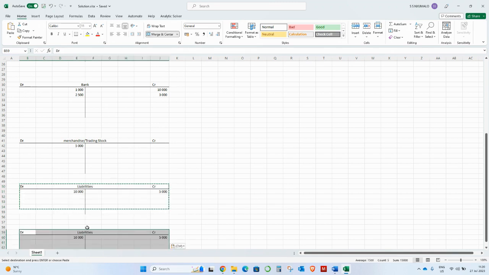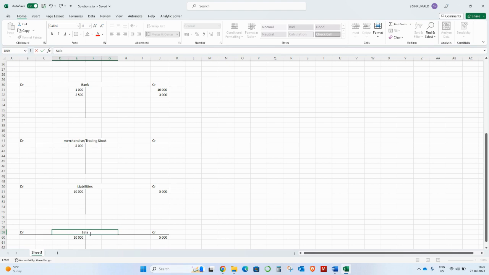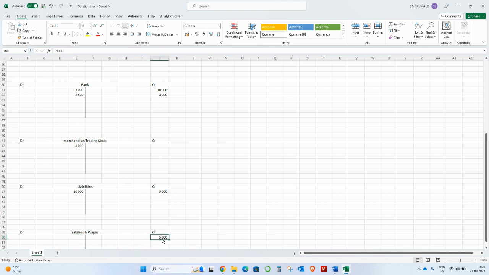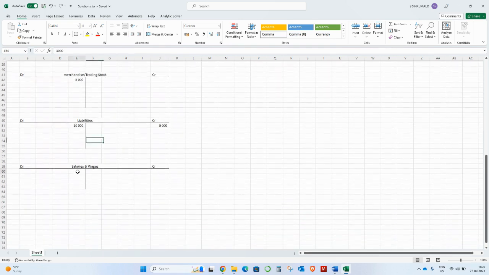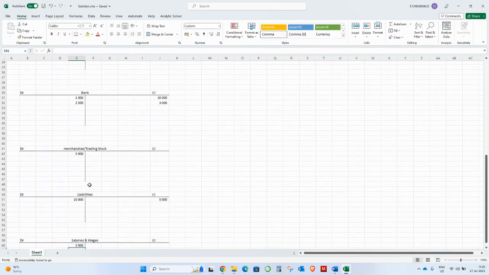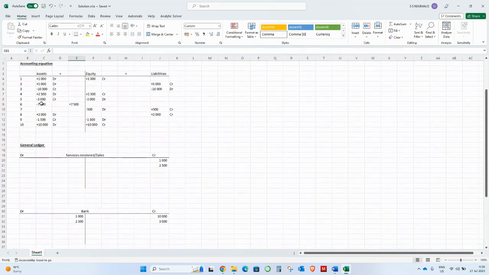Okay, so we're gonna have another account for salaries. Let's say salaries and wages. I'm gonna delete these ones. There was nothing on this one. It was 3,000. So we said the bank lost money, and because salaries are an expense, they increase on the debit side, and then you're done. You move on to the next one.